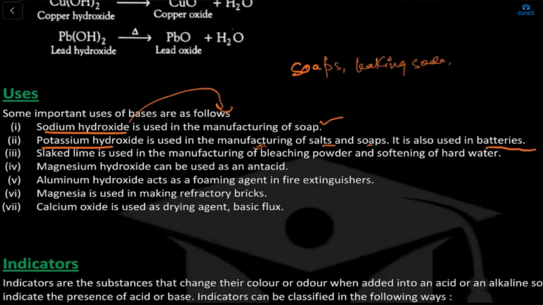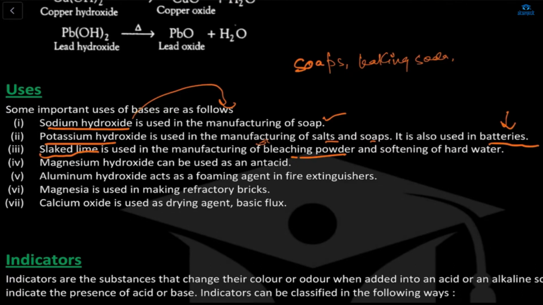If anyone asks you which base is used in batteries, you can say potassium hydroxide is used in batteries. Now, slaked lime is used in the manufacturing of bleaching powder. Okay, the bleaching powder is manufactured by this slaked lime. Magnesium hydroxide can be used as an anti-acid.